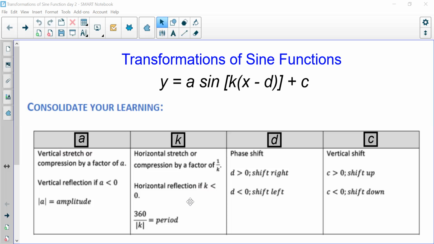D, that's after X there, is your shift right or left, just like H in the quadratic function. D, if it's greater than 0, is going to shift right. So that's a positive, it's shifting right. If it's a negative, it's shifting left. But notice in our general equation, it's X minus D. So what will happen to that sign if I plug in a negative D value, Suhani?